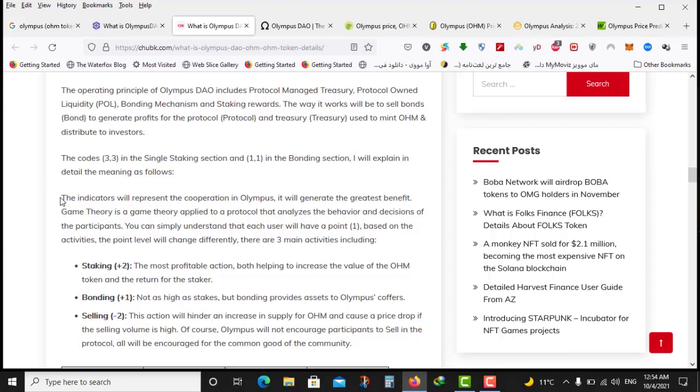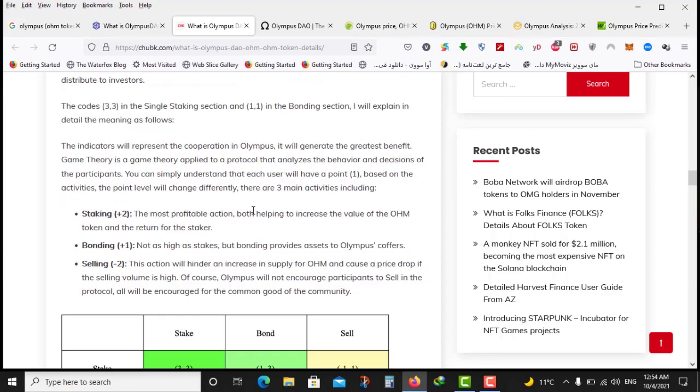You can simply understand that each user will have a point 1 based on the activities. The point level will change differently. There are 3 main activities, including staking, bonding, and selling. While you stake, the point is +2, while you bond is +1, and while you sell is -2.